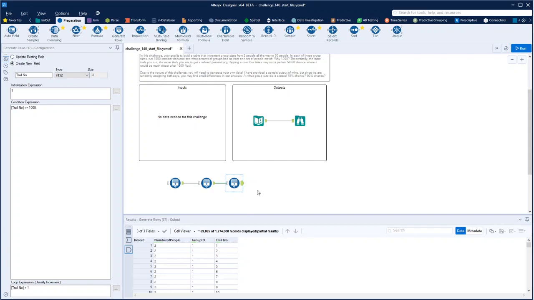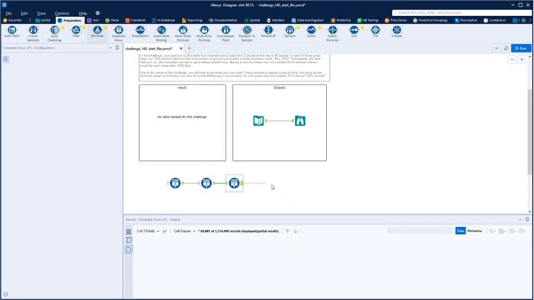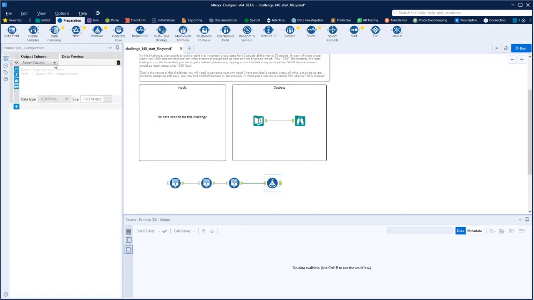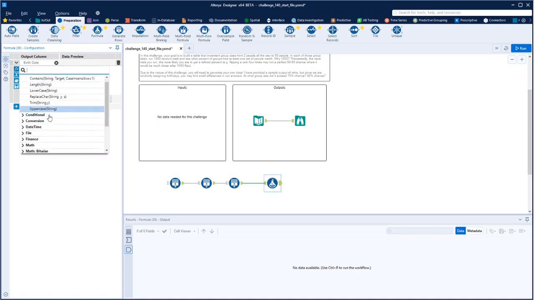So let's now generate a birthday for each of these rows, because this will represent each individual in each trial, for each number of people. So let's do this, and we want to call it birth date. Now there's a formula I think we can use. Where is it? Is it in math?